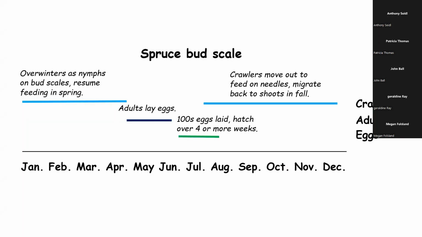And you'll notice that it looks an awful lot like the other soft scales, hundreds of eggs laid over a fairly long time period. Crawlers move out, feed on the needles, migrate back to the shoots. And again, soft scales will do that. Resume feeding in the spring and then become adults, which will lay the eggs.